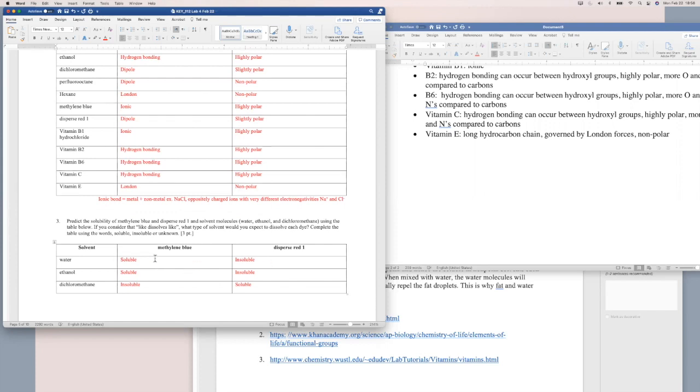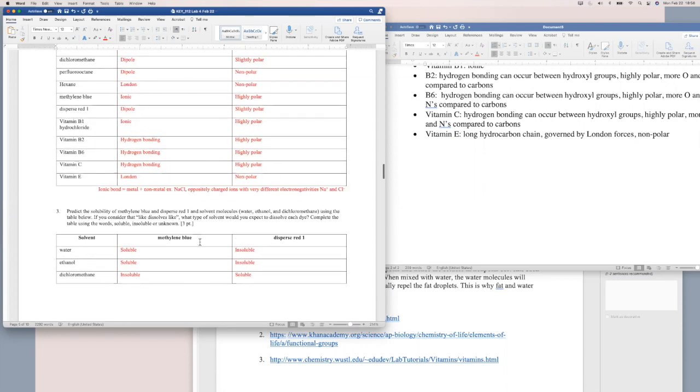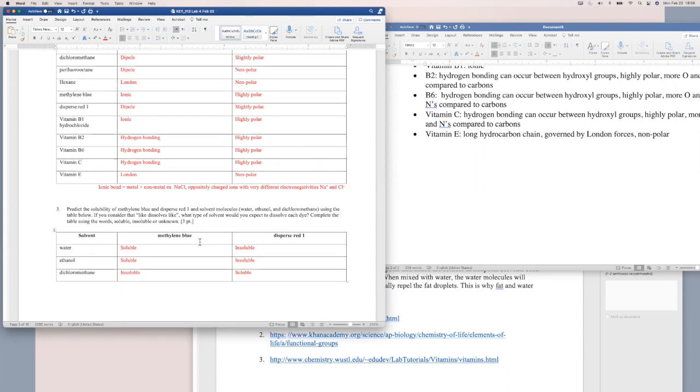Ethanol is highly polar. So because methylene blue is also highly polar, it's going to dissolve in it. The methylene blue will dissolve in the ethanol and it's going to be soluble. Dispersed red, the same explanation. So we don't know with 100% certainty, like the amount, the temperature, any of those other factors. So just knowing that dispersed red is slightly polar and ethanol is highly polar, we're just going to say it's probably just going to be insoluble unless you change X, Y, and Z.